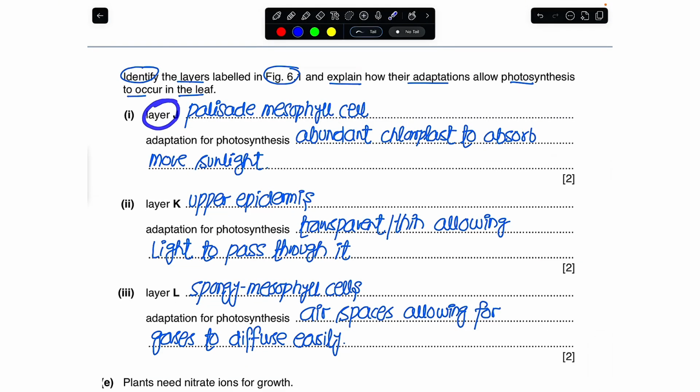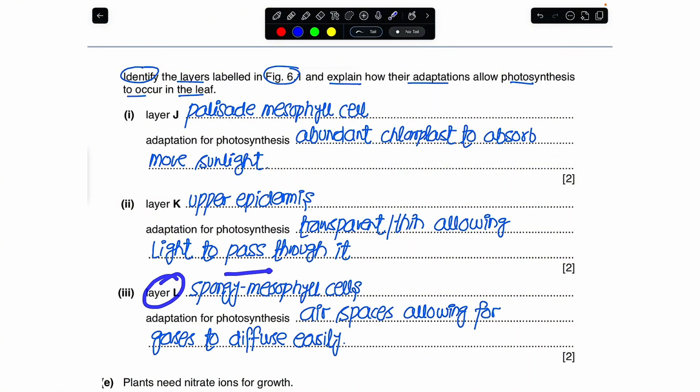The layer J for 1 mark, out of 2, we would say this is the palisade mesophyll cell. And for another mark, what adaptation it has for photosynthesis, we would say it has abundant chloroplasts to absorb more of the sunlight. The layer K, as we have identified above, was the upper epidermis. And as I've said, either you would say this is transparent or you would say they are thin. So that would allow the light to pass through them directly to the palisade mesophyll cells.